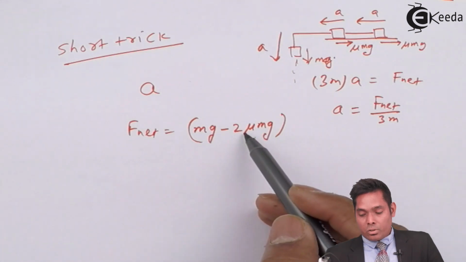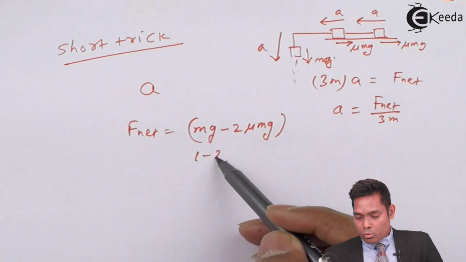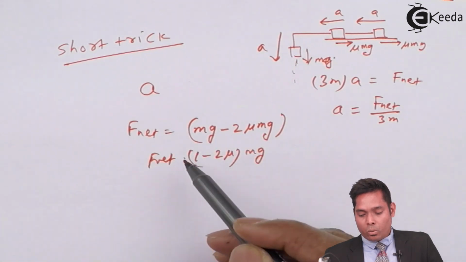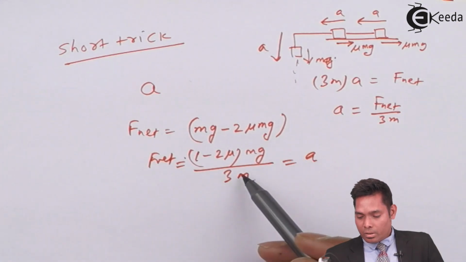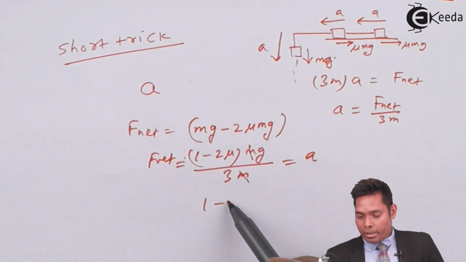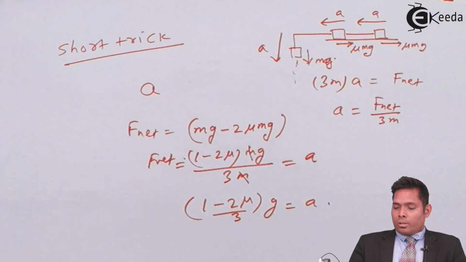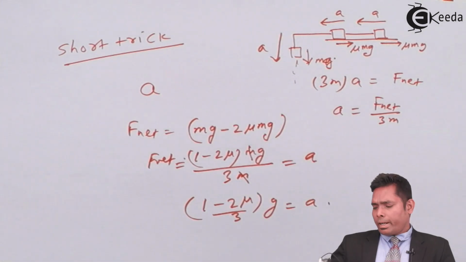If I know the net force, you can see mg taking common, this is (1 minus 2 mu) mg. When you know the net force divided by the total mass, that gives me the acceleration. Then m will cancel and I'll get (1 minus 2 mu) by 3 into g. This way also you can solve. You pause the video and see.